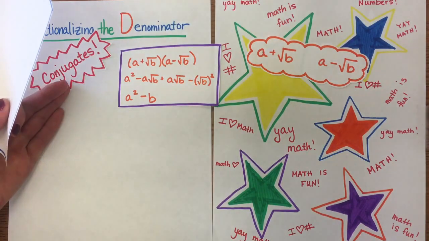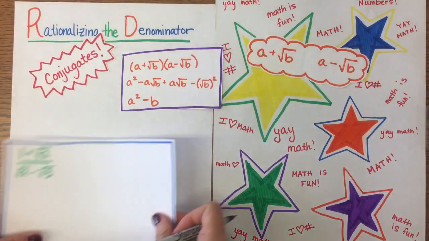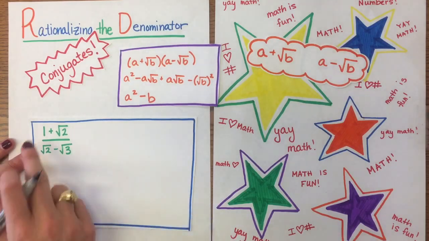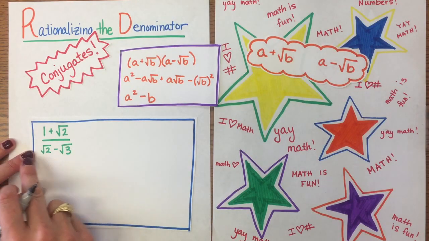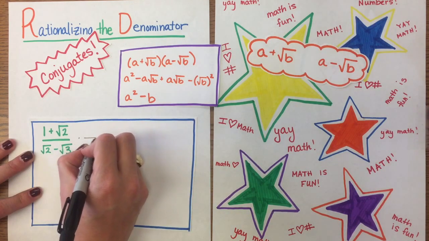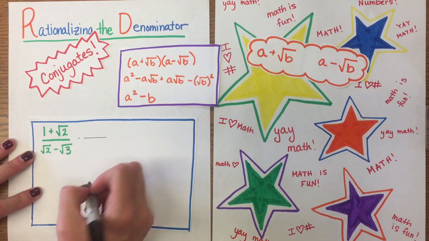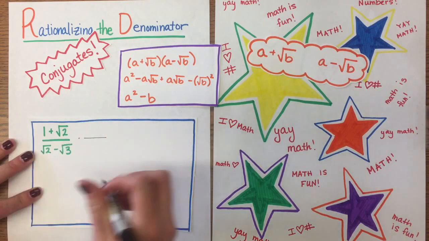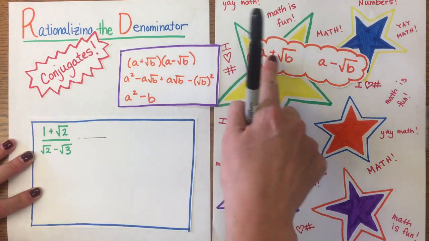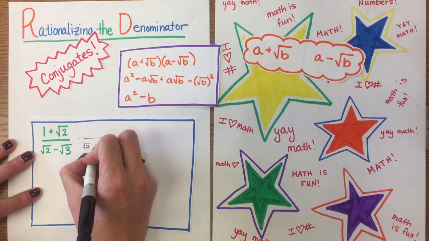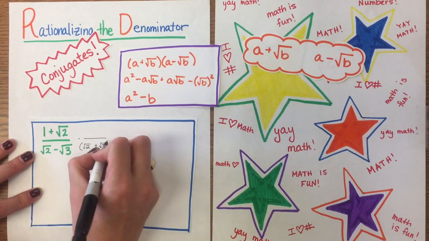The math won't always be quite so pretty, but I can use the same thought process. If I'm looking at 1 plus the square root of 2 divided by the square root of 2 minus the square root of 3, I just need to figure out the conjugate of the denominator. We're always looking for the conjugate of the denominator because we don't want radicals down here. I just change the sign in the middle, so it should be the square root of 2 plus the square root of 3.